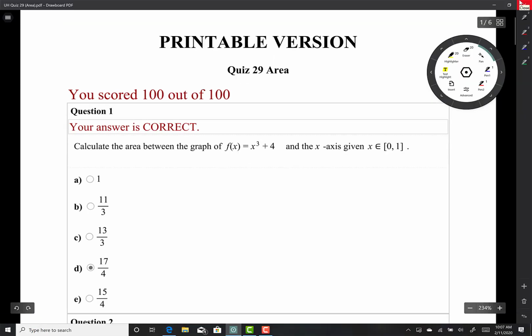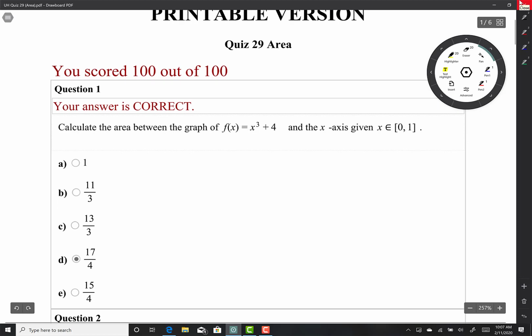All right, here we go. This is the area one. All right, guys.